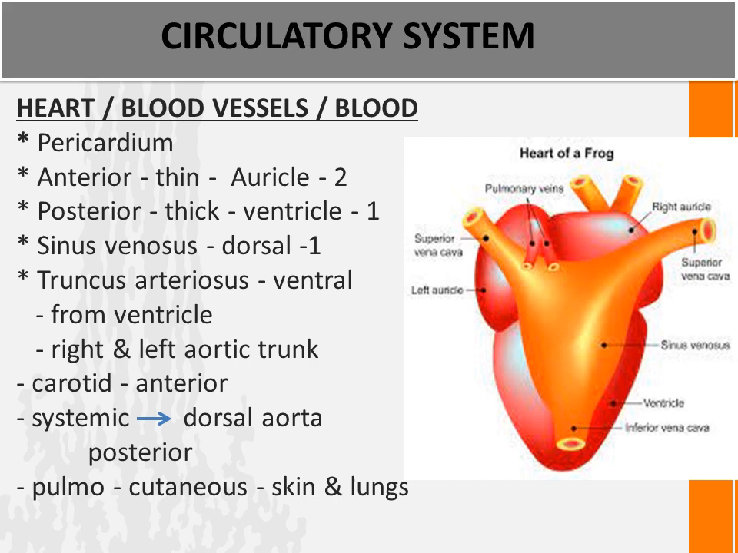Almost the same here, but there are three chambers present. Here on the anterior side two auricles are present, but on the posterior side only one ventricle. The auricle is thin and the ventricle is thick. And here one specific feature is there for the frog heart, known as the sinus venosus, which is not present in the human heart.